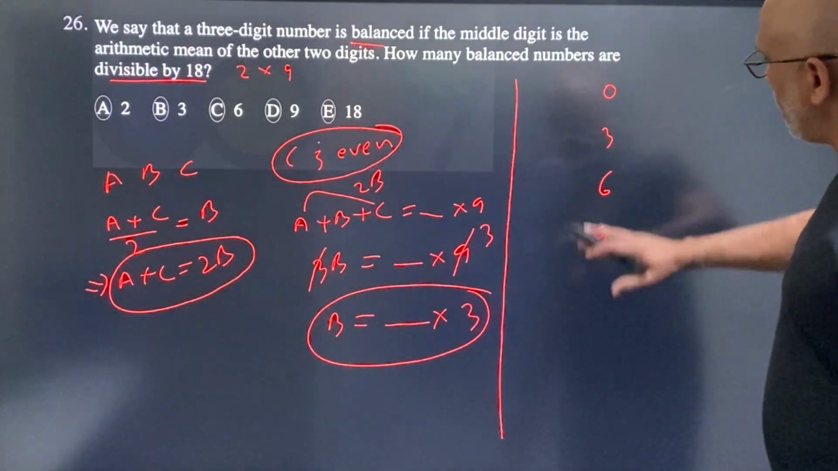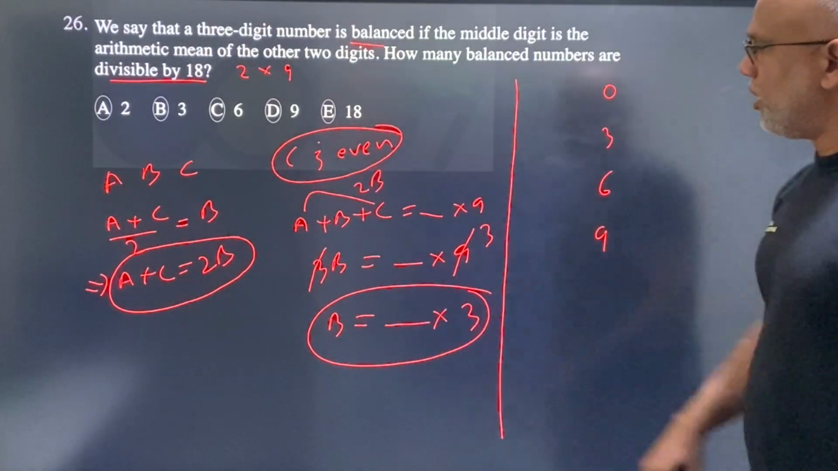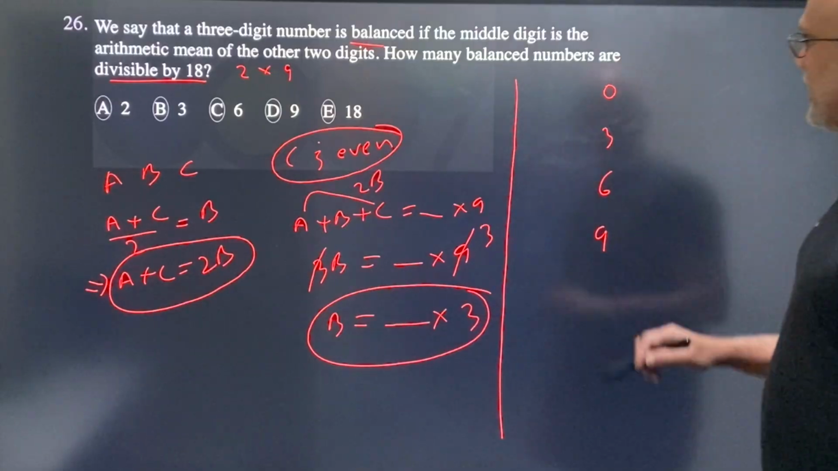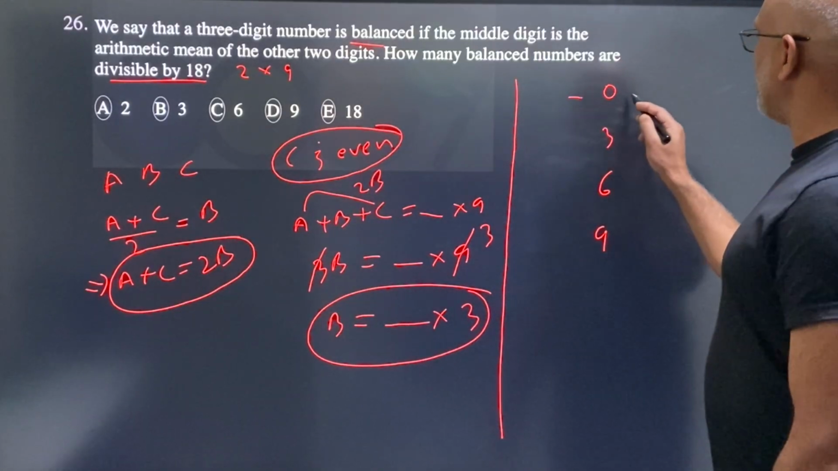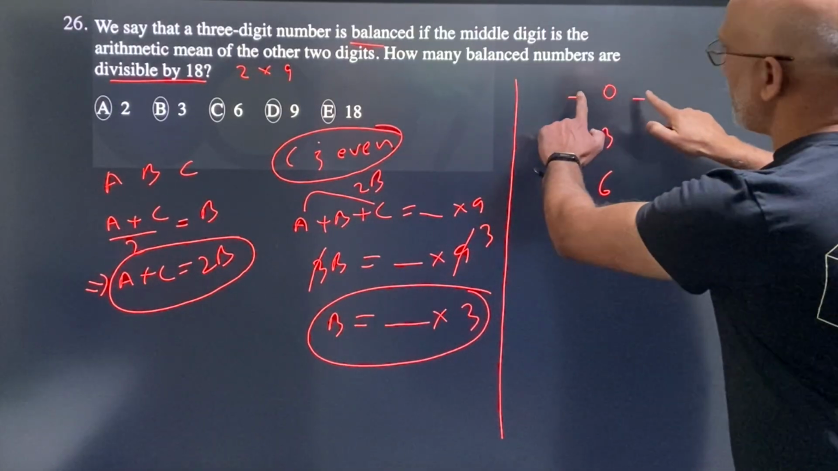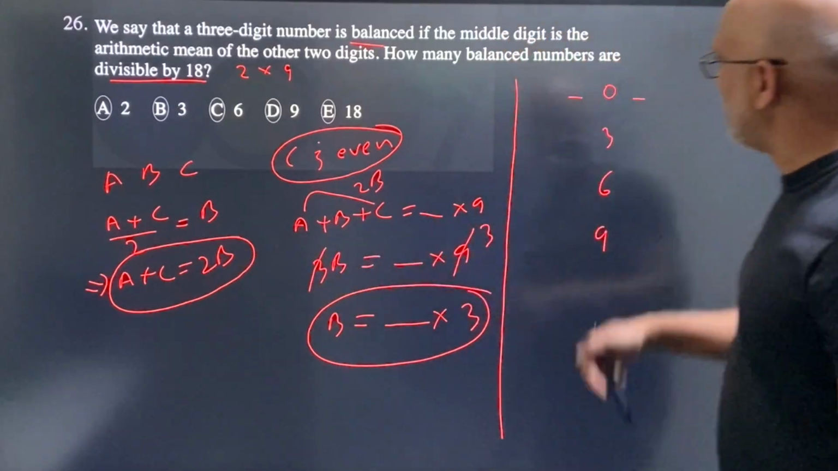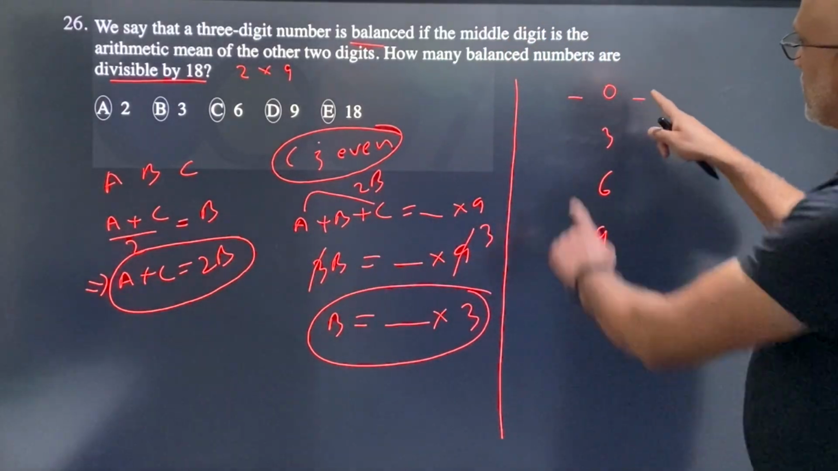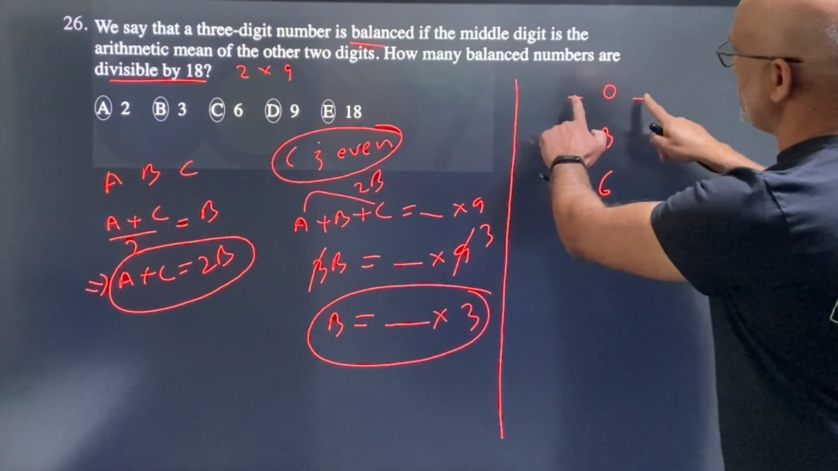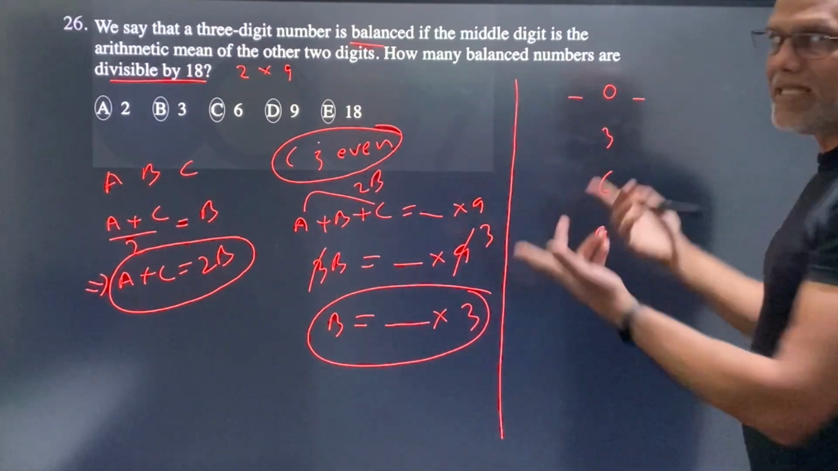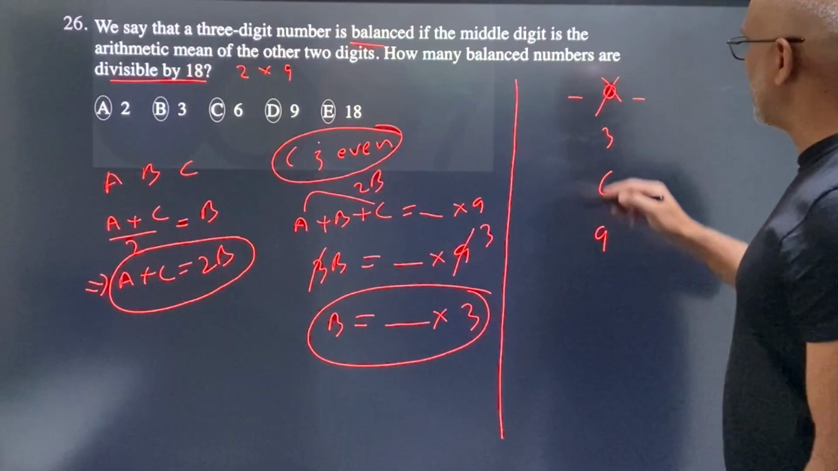So these are the only possible choices for B, that is the middle digit. Now, if it is 0, what can be these 2 digits? The sum of these 2 digits, A plus C, has to be 2B. So 2B is 0, so the sum of these two has to be 0. It can be 0, 0, but then there is not a 3-digit number. So this is not going to work.